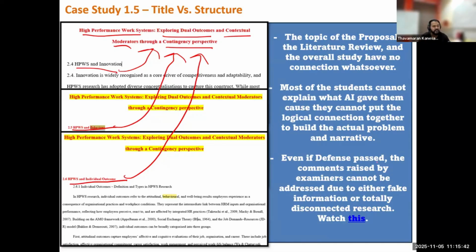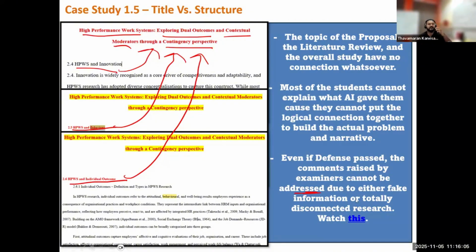So even if the defense passed, there is one case at UPSI where the defense passed, 100% AI generated. But it passed with major corrections. The comments raised by examiners cannot be addressed. The student tried to address them, but could not, due to either fake information or totally disconnected research.